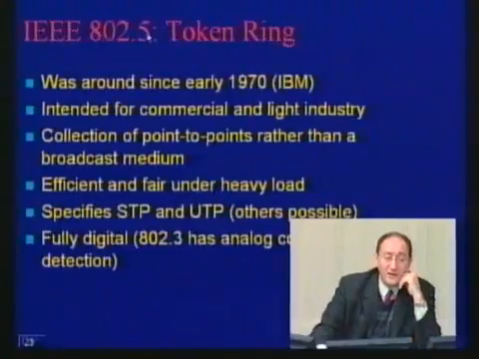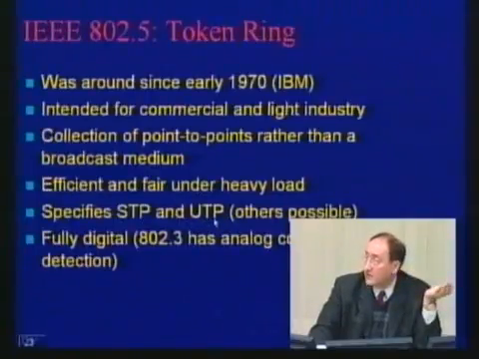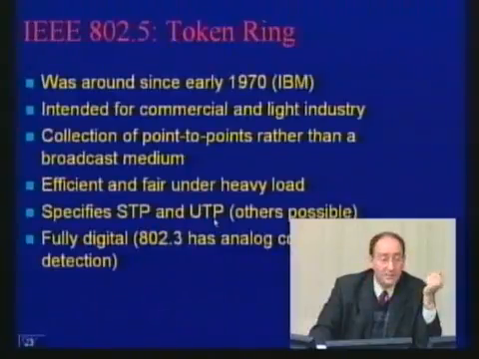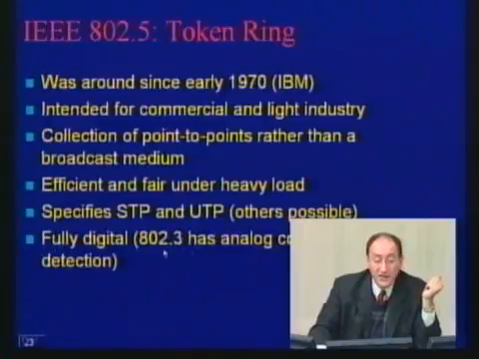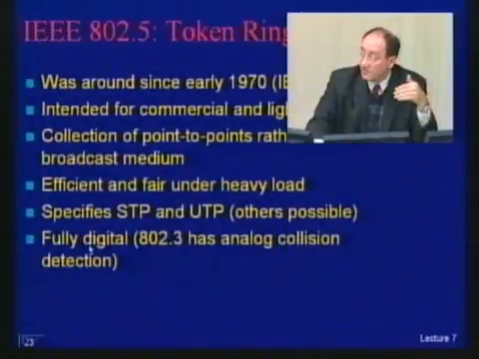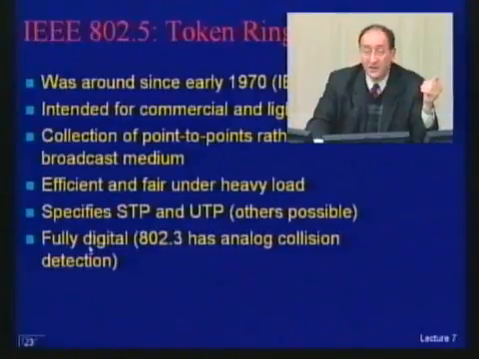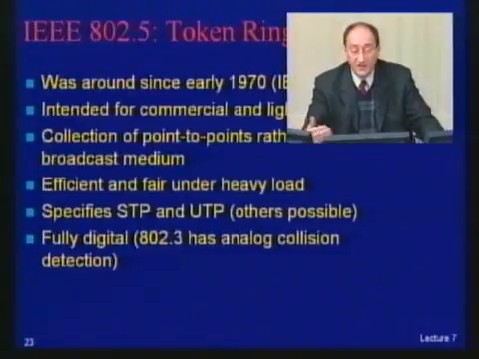Now, 802.5 originally was defined for shielded twisted pair and unshielded twisted pair, similar to legacy 802.3. But this one was a token ring, a ring operation. The other one was what? The bus operation. So it's ring versus bus. Now, as I mentioned earlier, this is a fully digital network. There is no carrier sensing in there, no analog parts. You can implement it using all digital circuitry. That's the advantage of this. So this is the 802.5 overview.